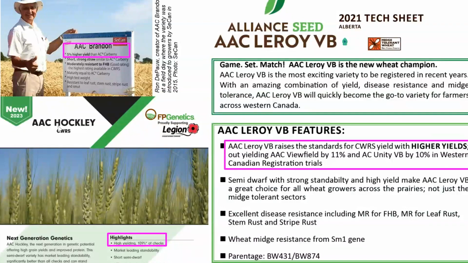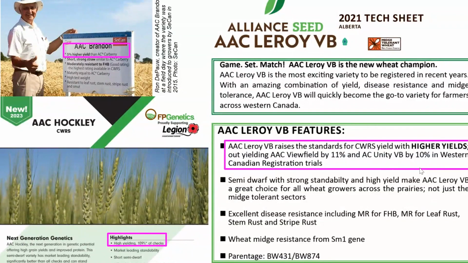And then next, we look at an ad from FP Genetics for AAC Hockley, and we can see that it is high yielding, 109% of the checks. And then we have to go, oh, well, multiple checks, how do I compare that? And then over to the ad from Alliance for AAC Leroy, and here we see that Leroy out-yields Viewfield by 11% and Unity by 10% in Western Canadian registration trials. And we start going, wow, there are different comparisons that we're making, and from potentially different trials.